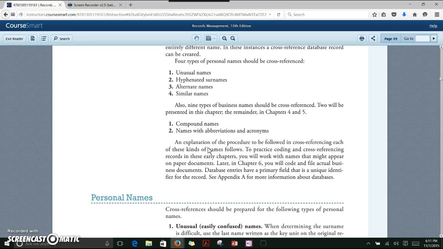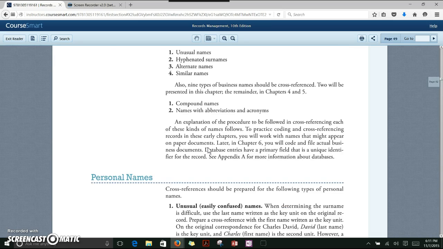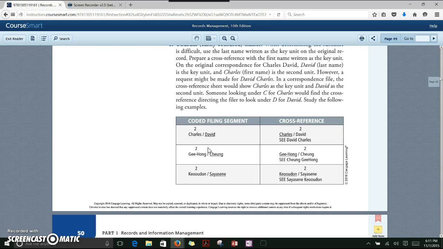So Allstate is a good example of a compound name, because we do have many of those, especially that particular one. And then here are some examples. Charles David, which could also be David Charles. Many people might confuse that. So it is filed under David and then Charles, and then it's cross-referenced under Charles David, and then you say see, and where the original is going to be found.